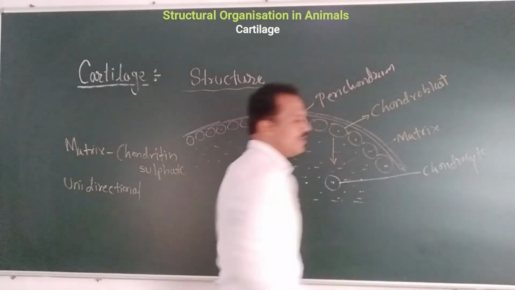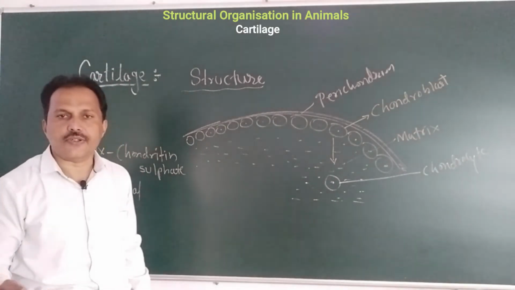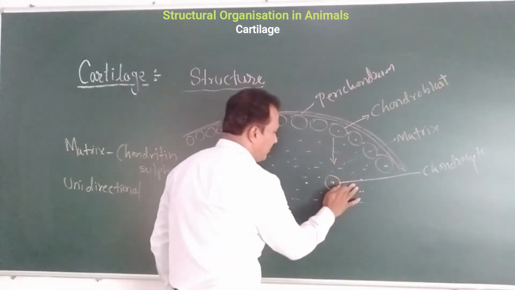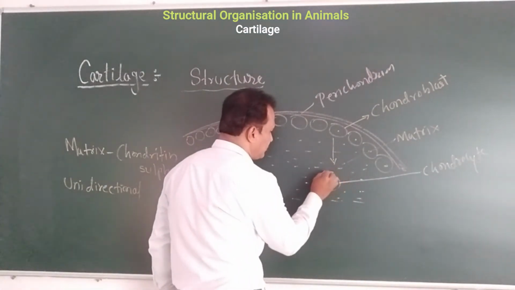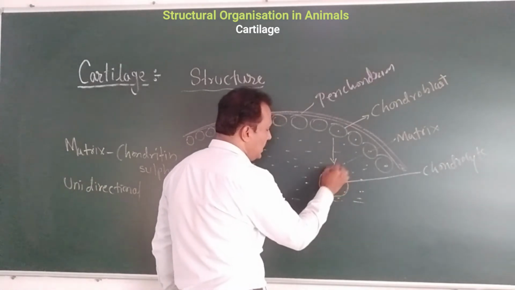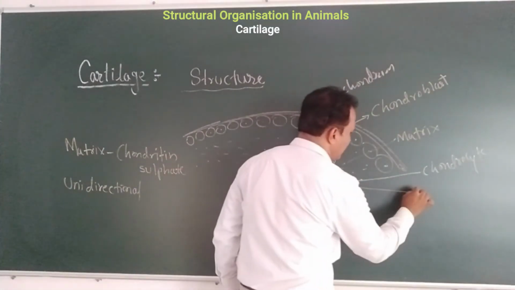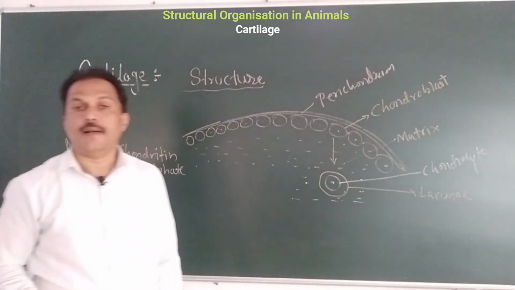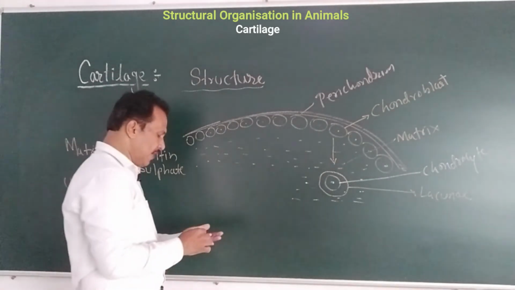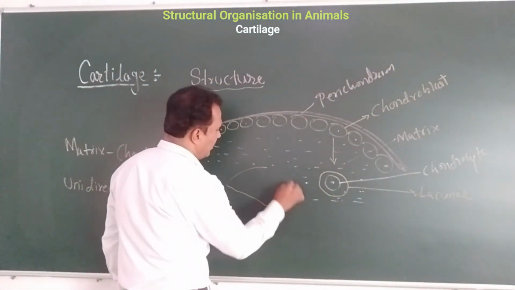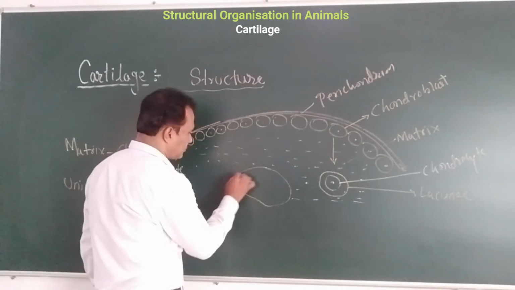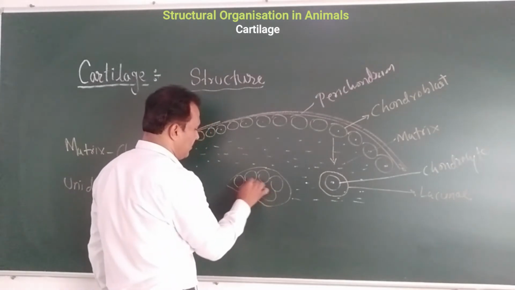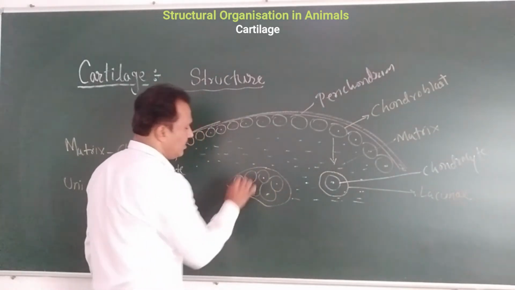Chondrocyte, this is the cartilaginous cell of cartilage. These chondrocytes are surrounded by a fluid filled cavity known as lacunae. In each lacuna, there may be more than one cell, from 2 to 8 cells may appear.